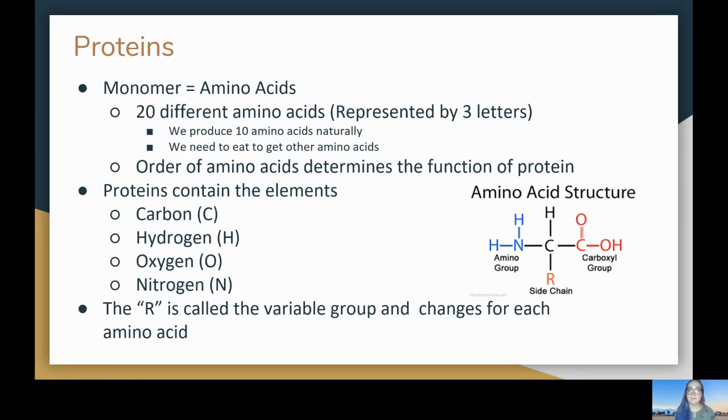Now, within these proteins, sometimes there is a variable group that is different for each amino acid, and that is represented by a letter R sometimes. You don't have to worry too much about that yet. This is just basic biology. So all you need to know is that that is a variable group and it changes for each amino acid. But our main focus are carbon, hydrogen, oxygen, and nitrogen. Okay.